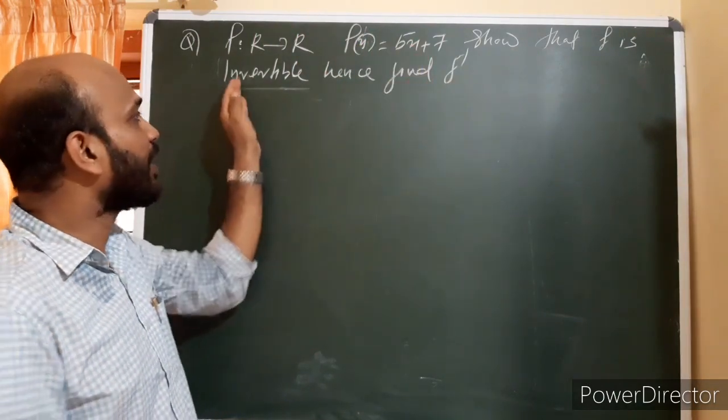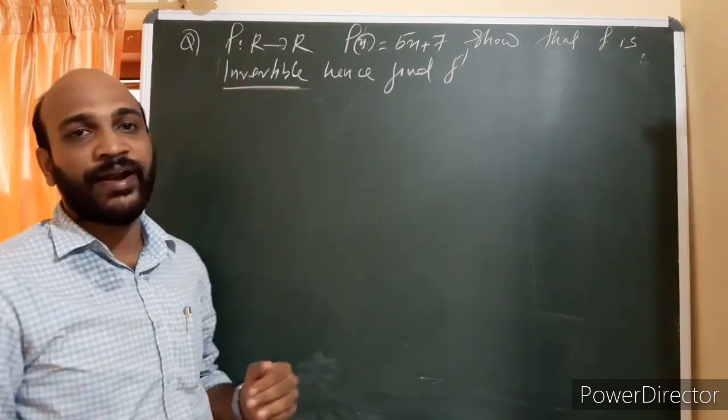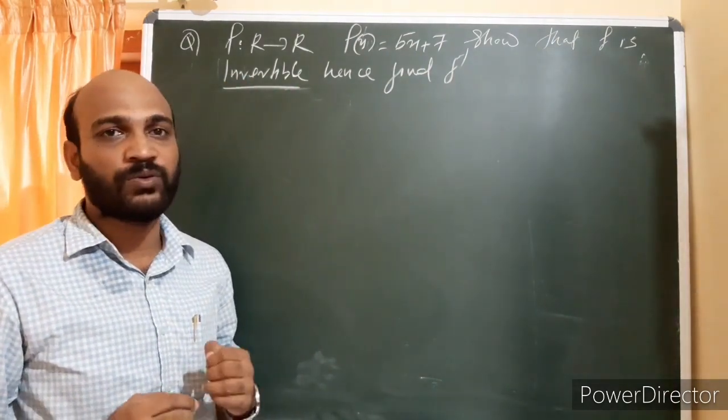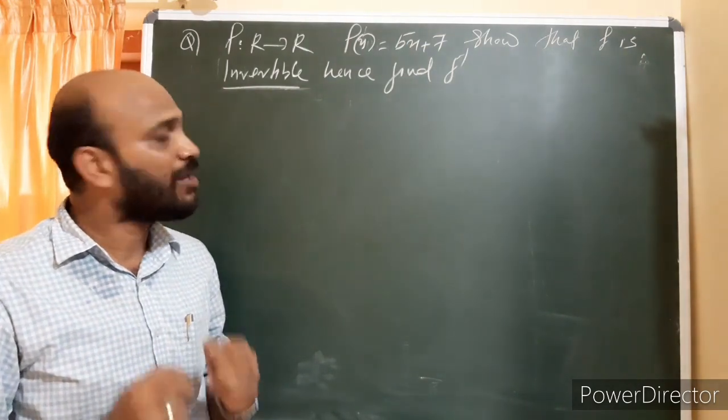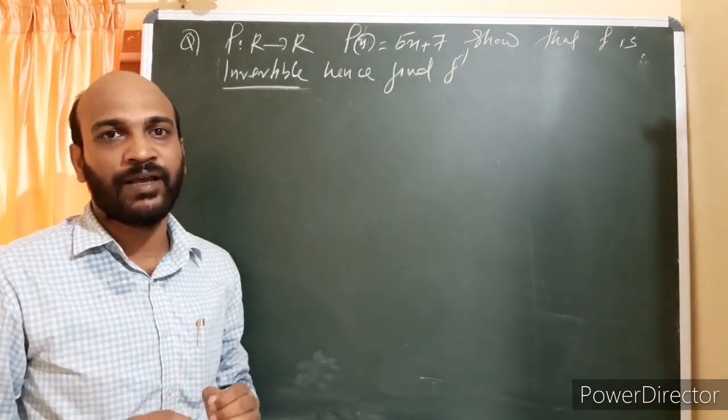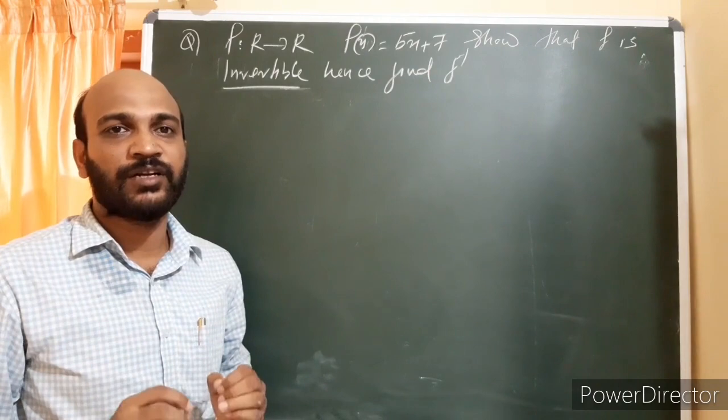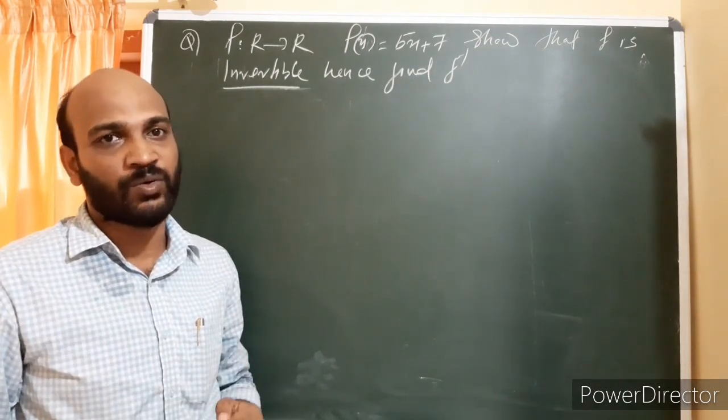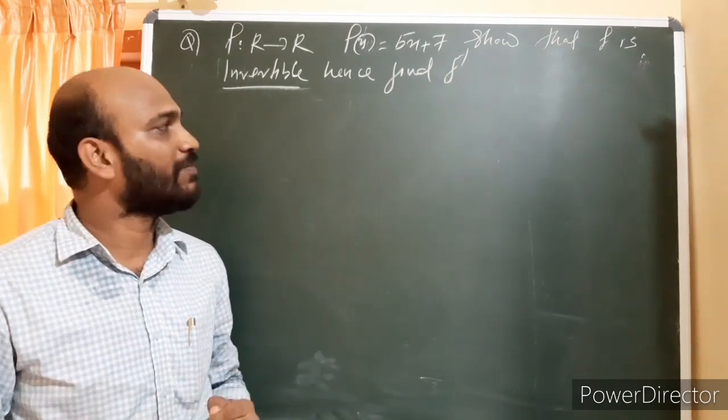Show that F is invertible, hence find F inverse. This is a 4-mark question. So first we have to verify whether the function is invertible. Invertible means it should be 1-1 and onto. After that you have to find F inverse.